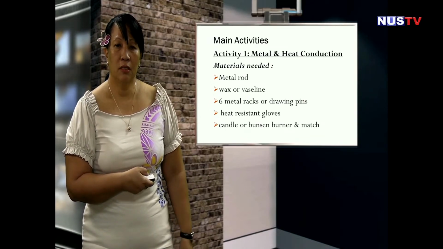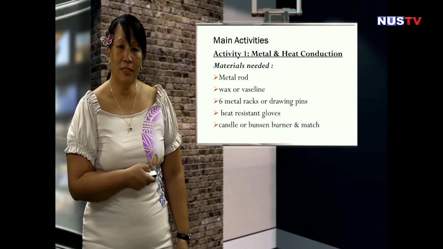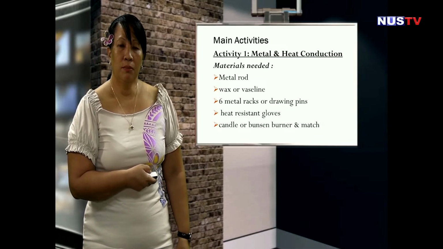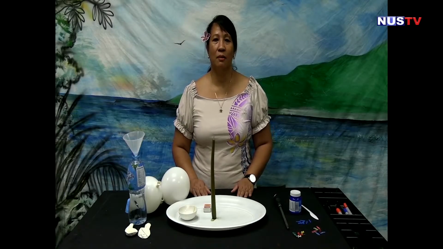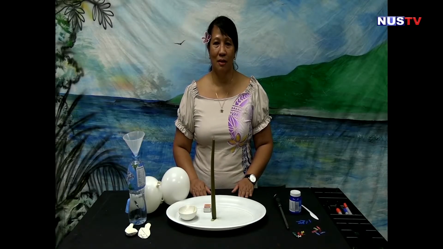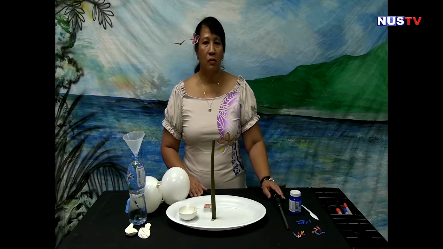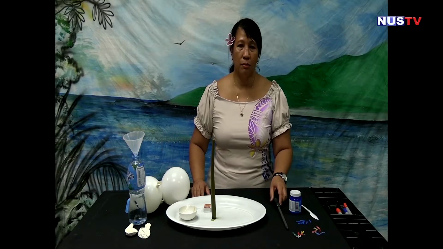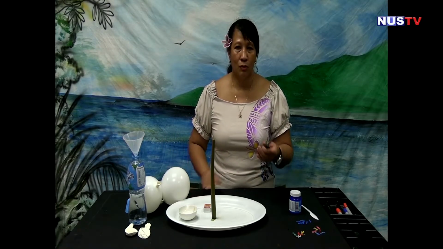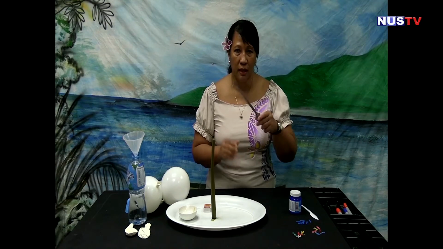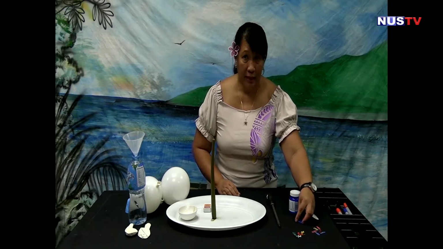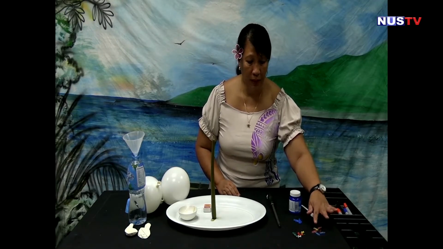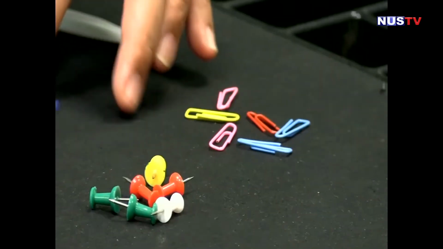Our main activities are going to be two activities. First activity is metal and heat conduction. Let's have a look at what we're going to do here. Our first activity today is called metal heat conduction. Okay, all the materials you need are a metal rod. If you have one with a heat-proof handle like I have over here, that would be perfect. And you need tacks. You can even use paper clips or drawing pins.